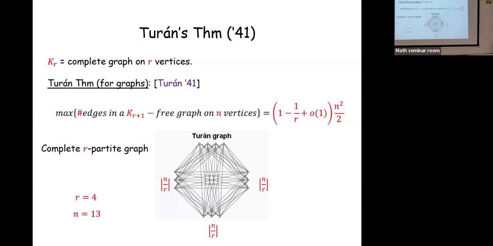So these are the R groups, and every two vertices that belong to different groups are connected by an edge. So of course, this does not contain a clique on R plus 1. And you can calculate how many edges you have, just roughly every pair of parts has n squared over R squared edges, times R choose 2 pairs. This is what you get. It's the same asymptotics.